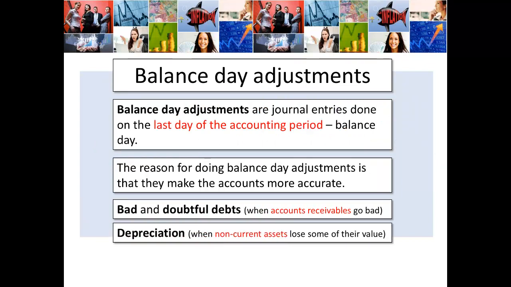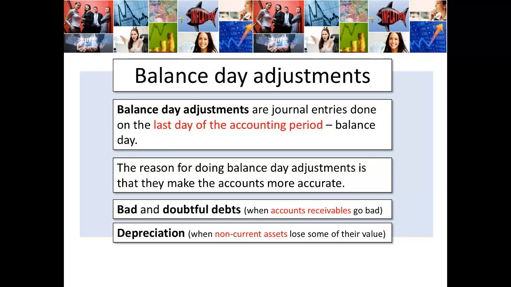So our main balance day adjustments are bad and doubtful debts, and this is when our accounts receivable go bad. Bad debts, when we write off a component of the accounts receivable. There's a customer who owes us money, but we know now we're not going to get that money. Doubtful debts, we may or may not get our money. We're not sure.